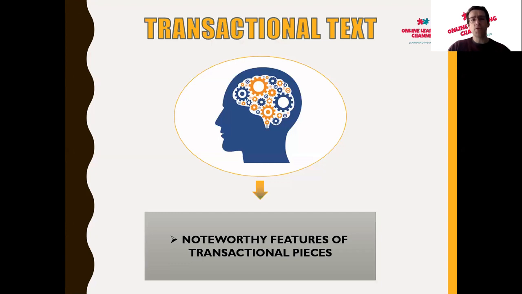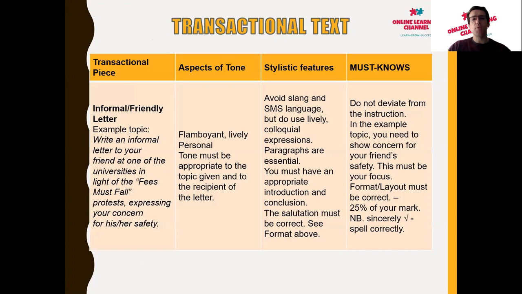So some noteworthy features of transactional pieces, a couple of points that I'd like to share with you guys. So as you can see here, the transactional piece itself, what one can look at are the aspects of tone, the stylistic features, and the must-knows, essentially. So now with regards to these examples, when it comes to an informal or friendly letter, you are essentially expected to write a letter to a friend at one of the universities in light of the Fees Must Fall protest, for example, expressing your concern for his or her safety. The aspect of your tone could be flamboyant and lively.